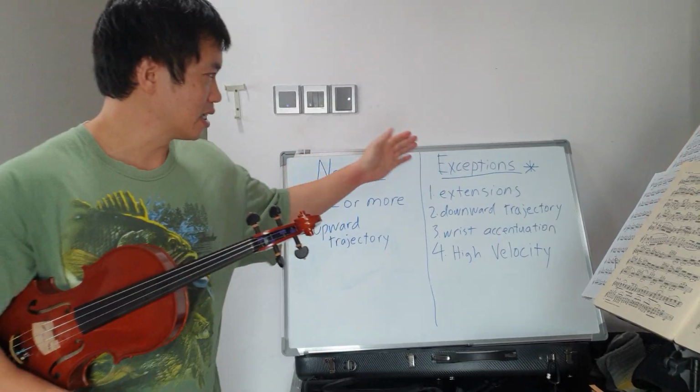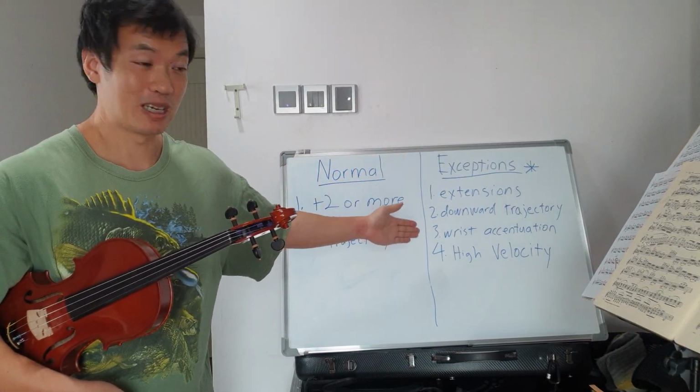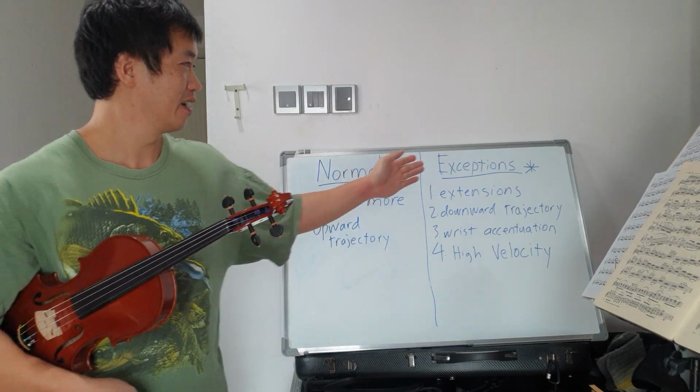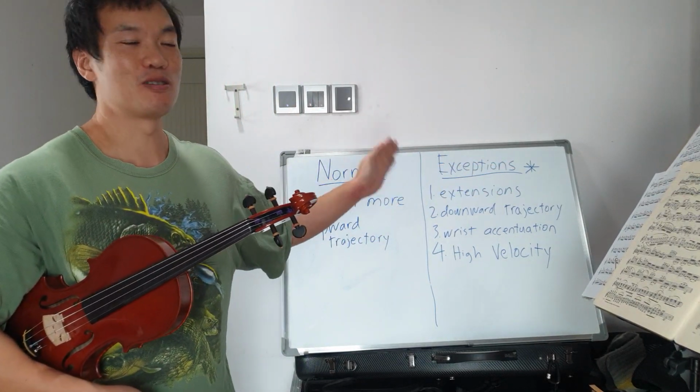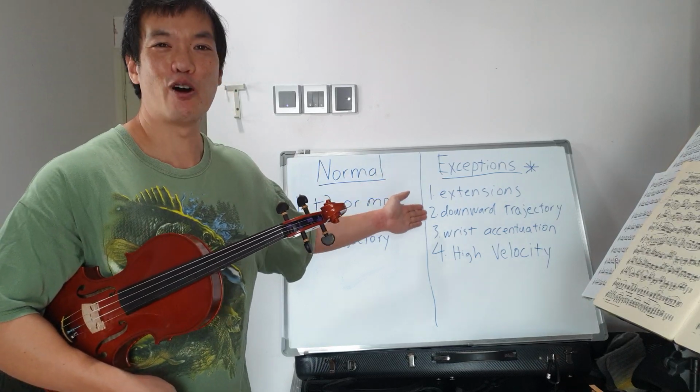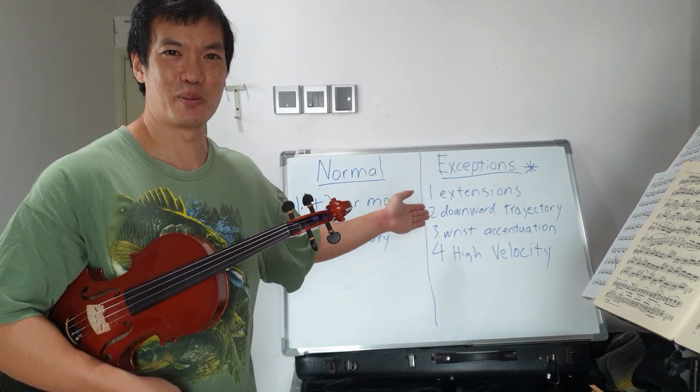Now, exceptions. You notice there are more exceptions than normal rules, okay? The first thing about exceptions is that you notice there's a star. The reason for that is there are far more exceptions than this. This is just a starting point.